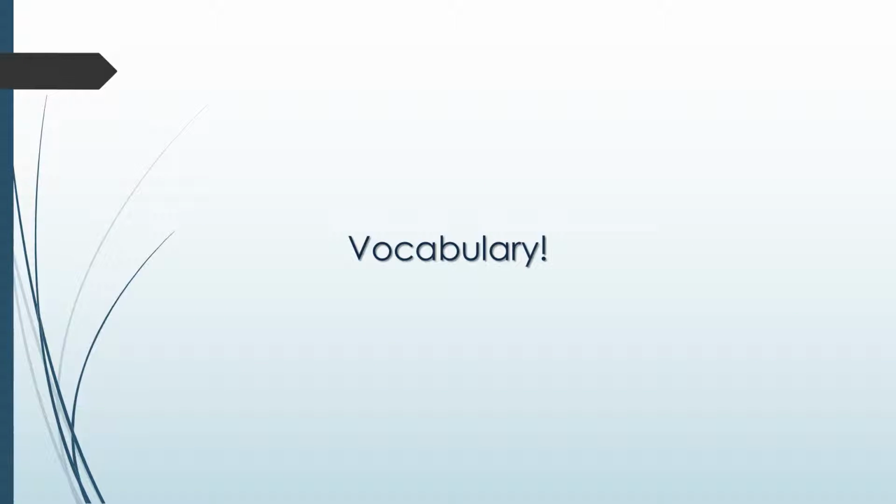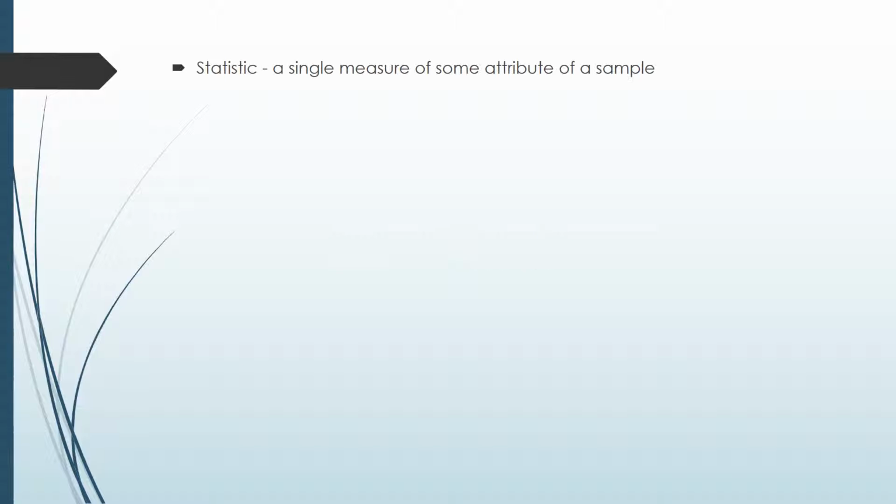Now for some vocabulary. A statistic is a single measure of some attribute of a sample, whether it's the mean or range or standard deviation, etc. A parameter is a numerical characteristic of a population. This is an important distinction. Statistics refer to our sample, while parameters refer to the population we are attempting to draw conclusions about.